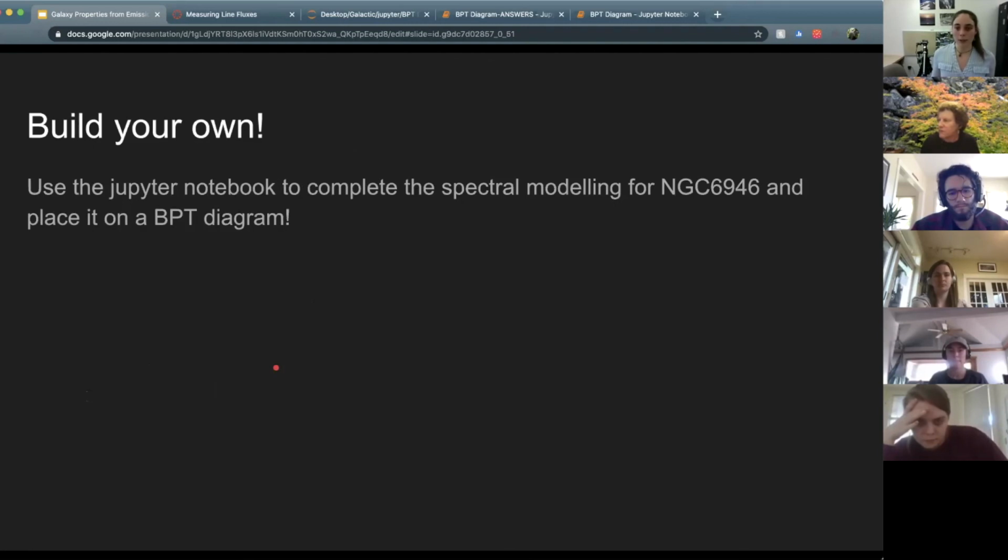And that is what we are going to do today: measure emission line ratios to figure out where on a BPT diagram NGC 6946 falls. So we're back looking at my favorite galaxy. That's going to be our goal for today.